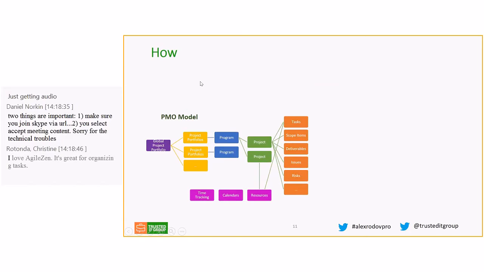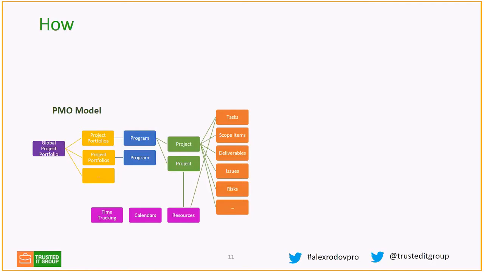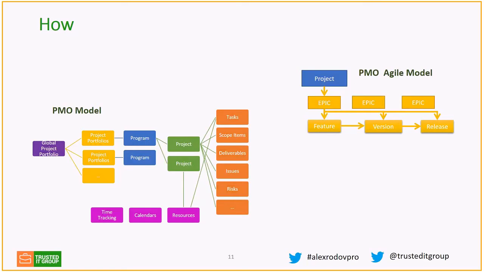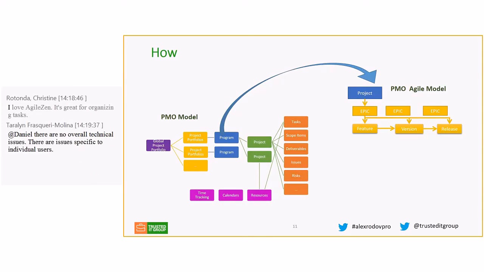So now, how do we do this? You can see there's a PMO data model, the classic waterfall PPM data model. Again, the same thing: global project portfolio, programs, projects, tasks, etc. And I put this in simplistic form. The first option is the PMO agile data model, which has projects, epics, features, and underneath we would have all the backlog and stuff like that. So, linking the programs to projects.